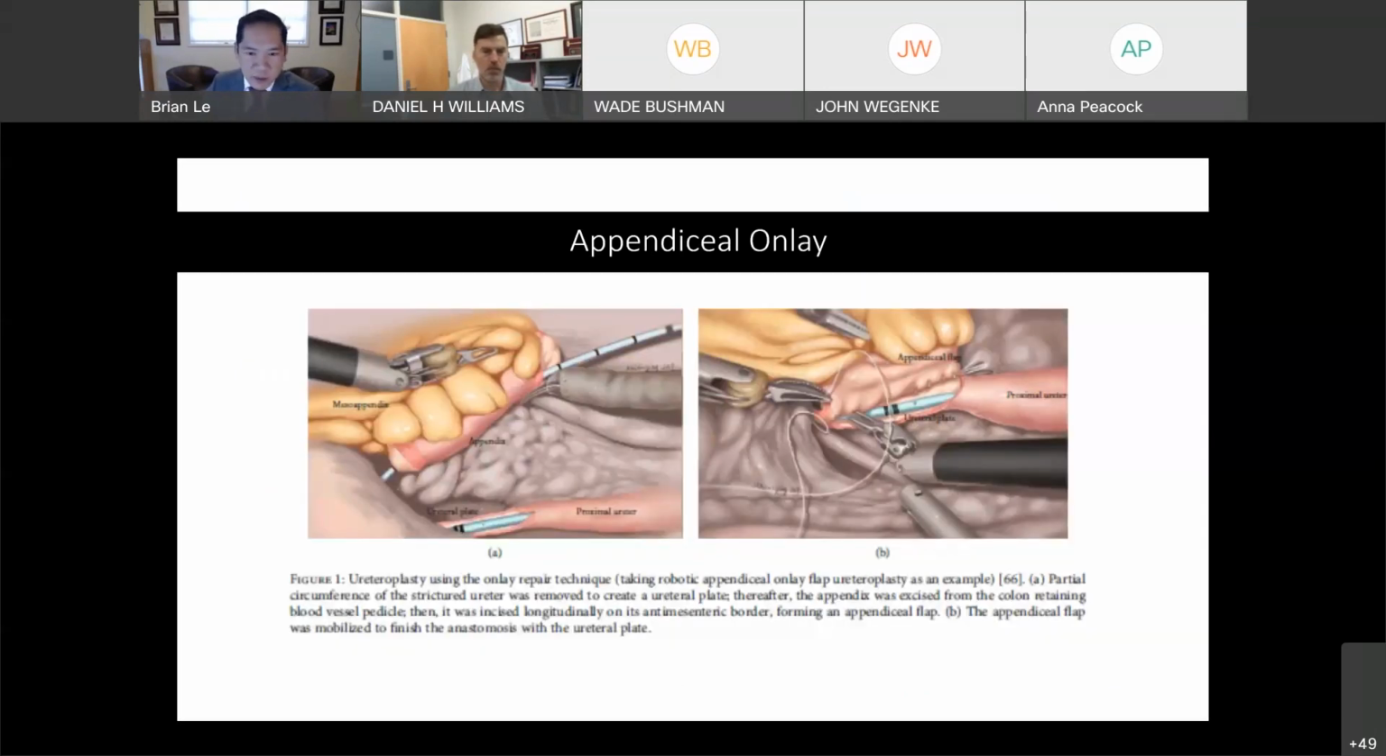I'm right at time here, so maybe I'll fast forward to some of these other ones. Using the appendix, so you're familiar with Mitrofanoffs and things like that. This is the idea of using the appendix as an onlay. If you have the ureter down here, instead of using buccal graft, you can use an appendix that you've now opened and splayed over it. Obviously, it'd be easier for right-sided stricture disease than left-sided.